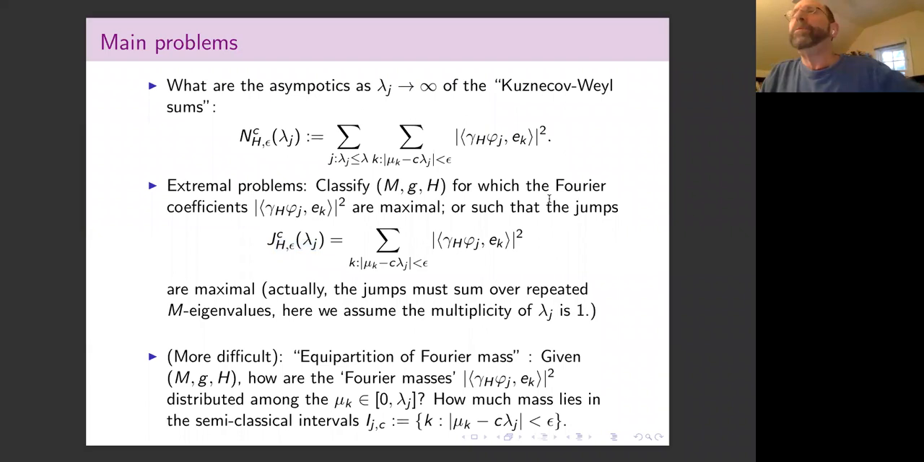Now, to me, the motivating problem is beyond the purview of standard microlocal analysis, to my knowledge. We haven't gotten very far with it, but it's what we're trying to understand. Namely, it's what I call equipartition of Fourier mass. How does this jump formula depend on C? In other words, are these individual Fourier coefficients uniformly spread out over the possible mu k's, or do the Fourier coefficients concentrate someplace? There are actually many numerical experiments on this going back about 30 years, especially in the quantum chaos literature. It really depends on the dynamics of the geodesic flows of M and H.